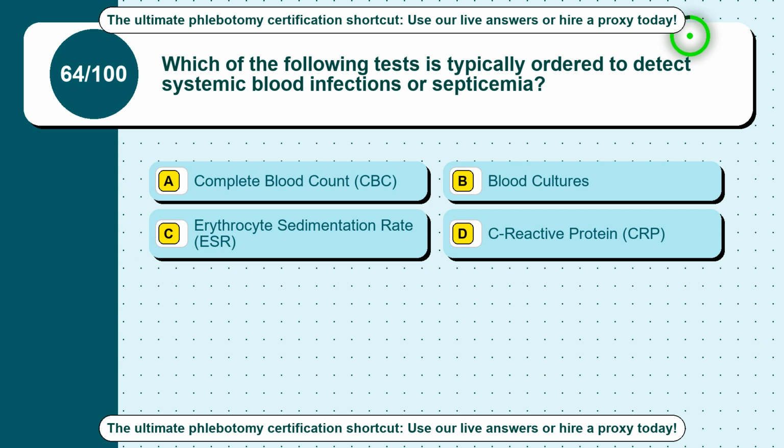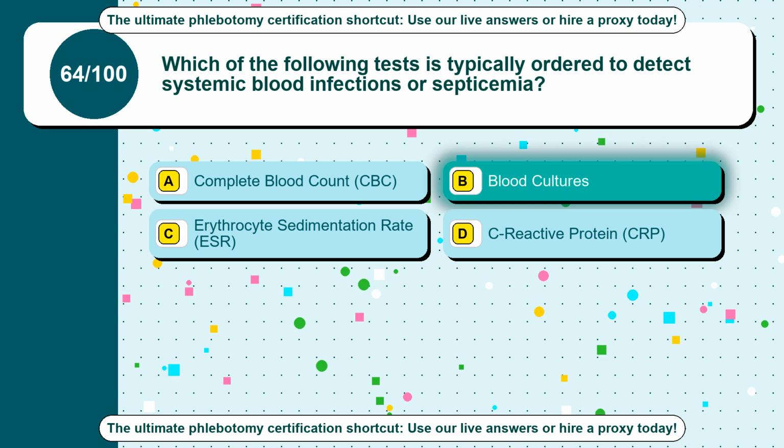Question 64. Which of the following tests is typically ordered to detect systemic blood infections or septicemia? Option A, complete blood count, CBC. Option B, blood cultures. Option C, erythrocyte sedimentation rate, ESR. Option D, C-reactive protein, CRP. The correct answer is option B, blood cultures.